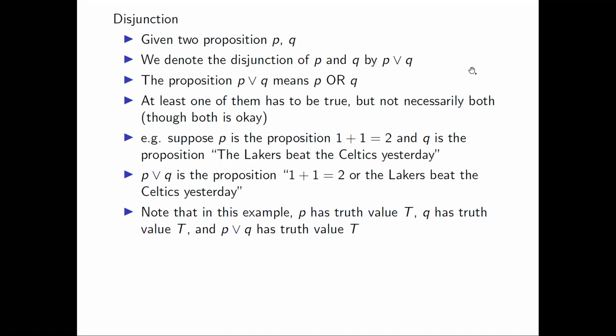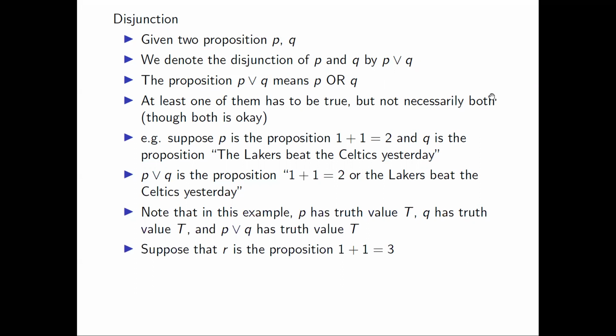Recall, as we observed on the last slide, the proposition P has truth value of true, denoted T, because 1 plus 1 is equal to 2. The proposition Q has truth value of true, denoted T, because the Lakers beat the Celtics yesterday. And that means that the disjunction, P or Q, also has truth value of true, denoted T. And that's because at least one of the parts of the disjunction is true. In fact, both parts of the disjunction were true, which is fine. You can have both parts true, you can have only one part true. As long as at least one part is true, the disjunction is true. So the only way for a disjunction to be false is if both parts are false.